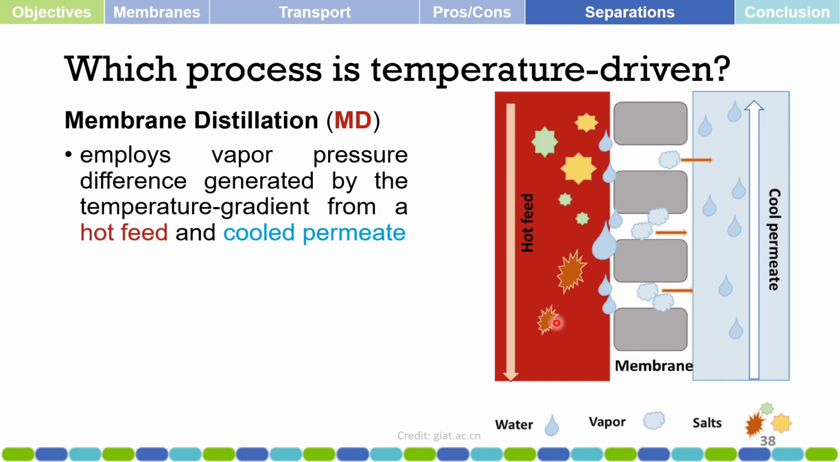Now, moving forward to the temperature-driven process, and the only temperature-driven membrane process is membrane distillation. So, in membrane distillation, they employ the vapor pressure difference generated from the temperature gradient from a hot feed and a cooled permeate. So you have a hot feed and then you have a cooled permeate, and then it's only the water vapor that's able to pass through the membrane, and in that way you generate a vapor pressure difference. But technically, it's a temperature gradient that creates this transport process.